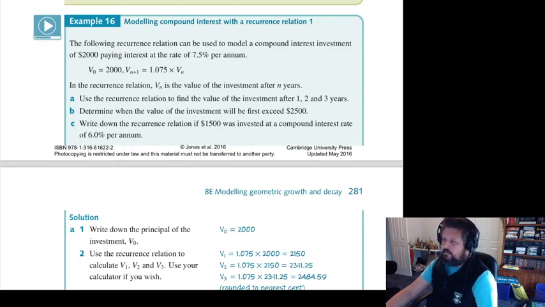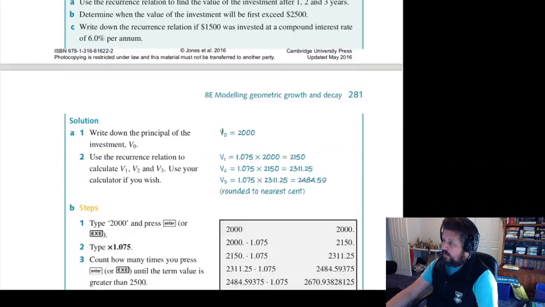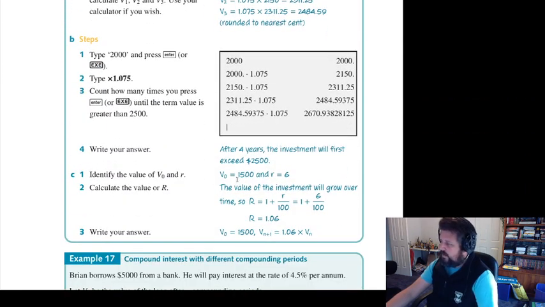Cool, I like that. Next one, it says here, write down the recursion relation if $1,500 was invested at a compound interest rate of 6% per annum. Alrighty, so this is really where we need to start thinking about, okay, we need to write down the initial value, the principal value, V0. It's going to equal $1,500. And we know that the rate was 6%. Now, that's little r, the interest rate. We need to actually work out what big R is.